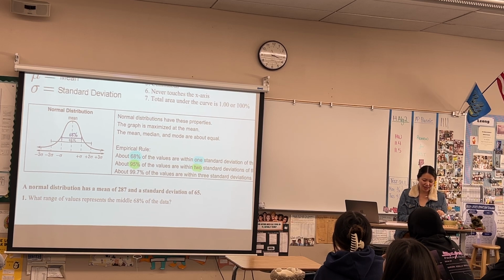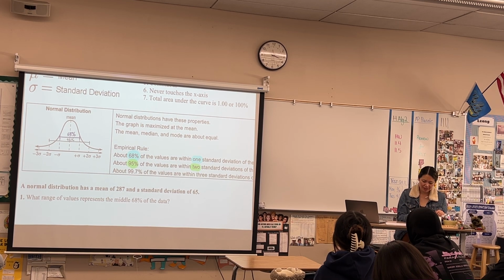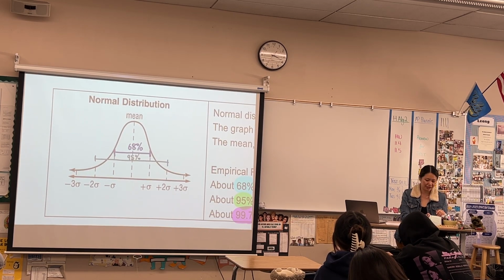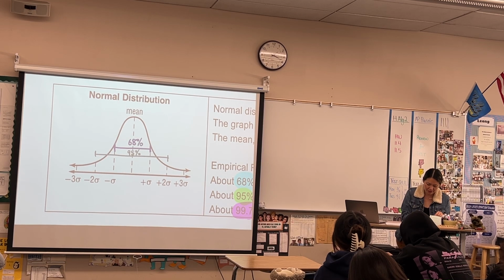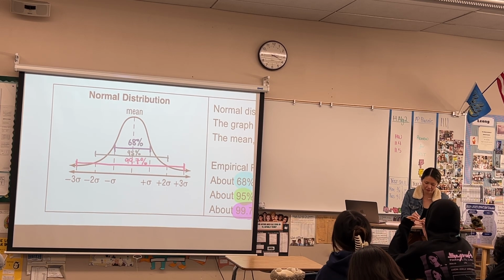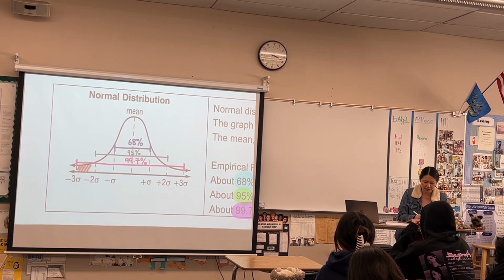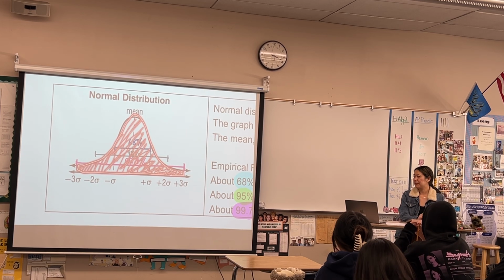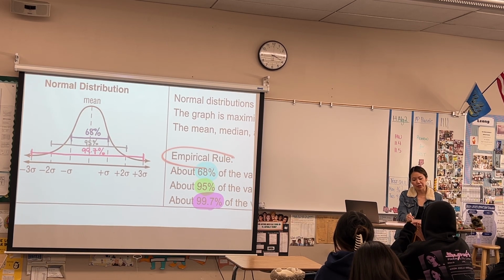And then lastly, 99.7% is within 3 standard deviations of the mean. So if I step out here, all the way to the other side, this would capture pretty much all of it, 99.7%. So that's pretty much the entire curve, within 3 standard deviations of the mean. That is the empirical rule.